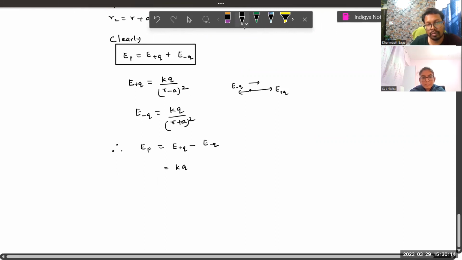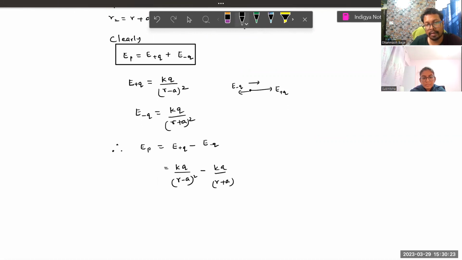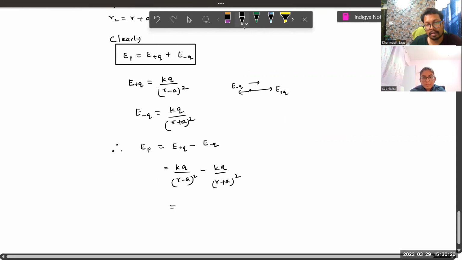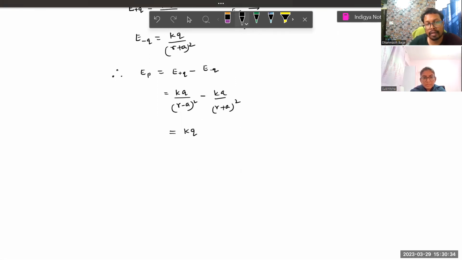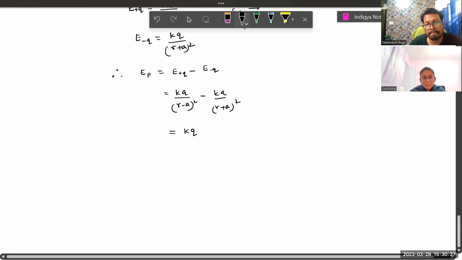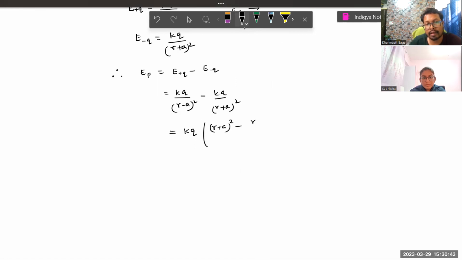So KQ by R minus A whole square minus KQ by R plus A whole square. That's it. Now just simplify this thing. KQ constant, common. We can say this thing, R plus A whole square minus R minus A whole square divided by R minus A whole square into R plus A whole square. Is that fine?